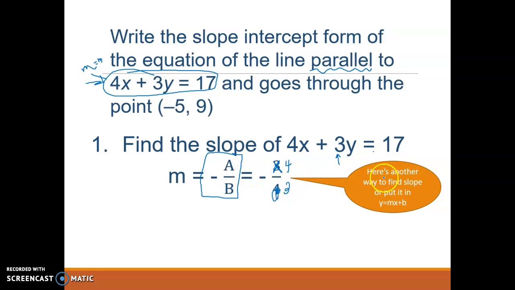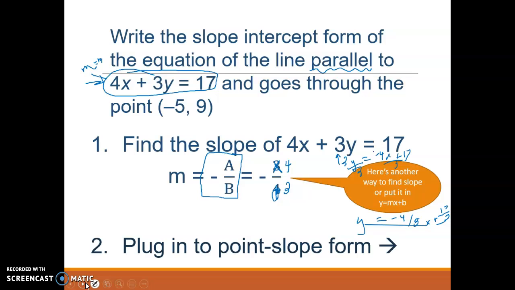Another way that we can find the slope is by putting it into y equals mx plus b. If we do that, we get 3y equals negative 4x plus 17. And when we divide both sides by 3, we see that our slope is y equals negative 4 thirds x plus 17 thirds. So we can use this little trick here, negative a over b, or we can put it into y equals mx plus b format to find the slope. Now, I have a feeling that that number is wrong on all the following slides, so we'll have to go ahead and change that manually. So negative 4 over 3 is our slope.